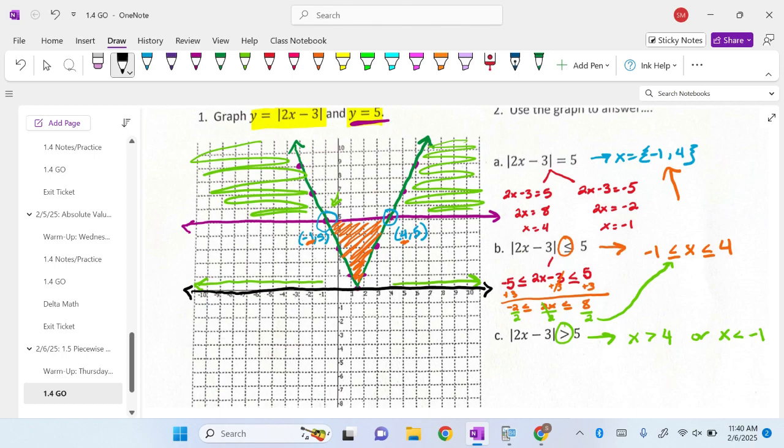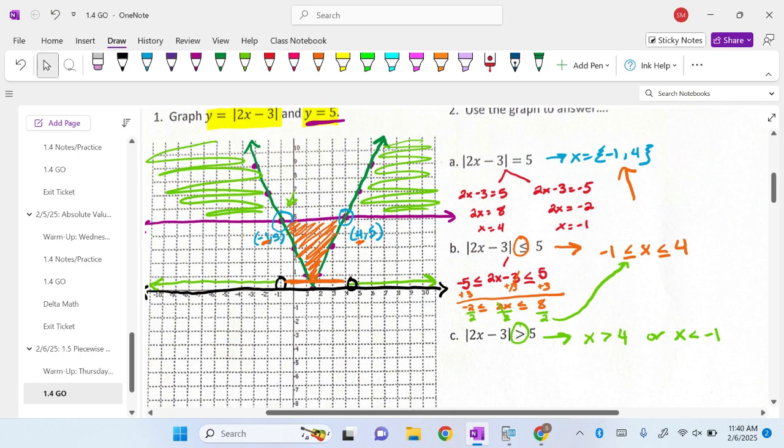If we were to graph this on a number line, the shading would go in opposite directions, which makes sense, just like yesterday. And if we did it as the less than part, the shading would be between the two, and that makes sense. So just like we talked about yesterday.